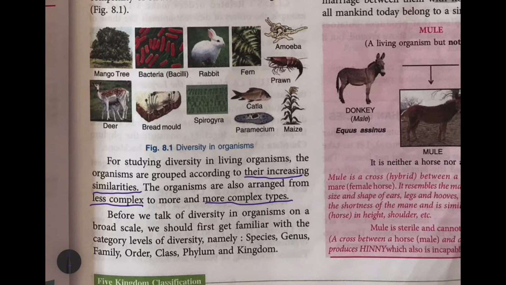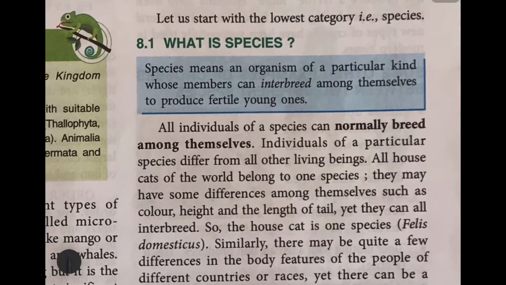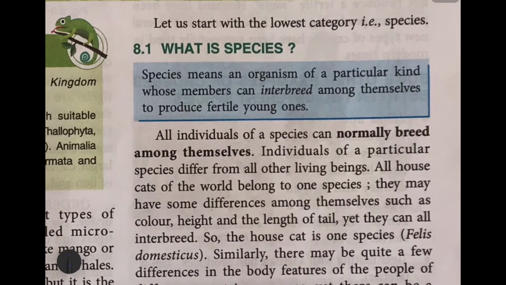So before we talk of diversity in an organism, okay, on a very broad scale, first we should be familiar with the simplest category levels of diversity. Like there are 7, please underline: species, genus, family, order, class, phylum and kingdom. So this chapter is all about these levels of diversity. Okay, so the lowest category is the species. You must have heard what a species is.